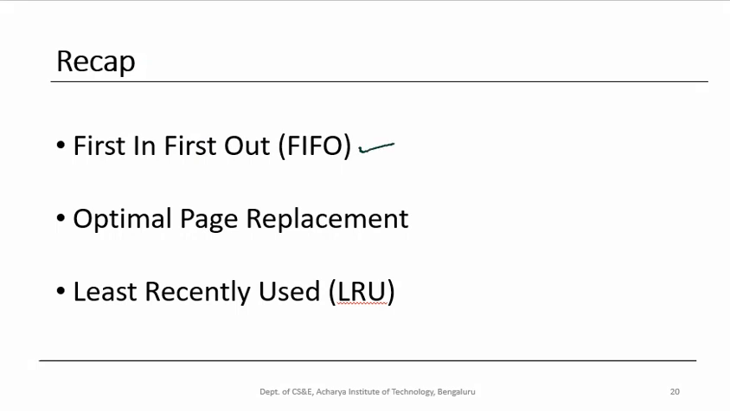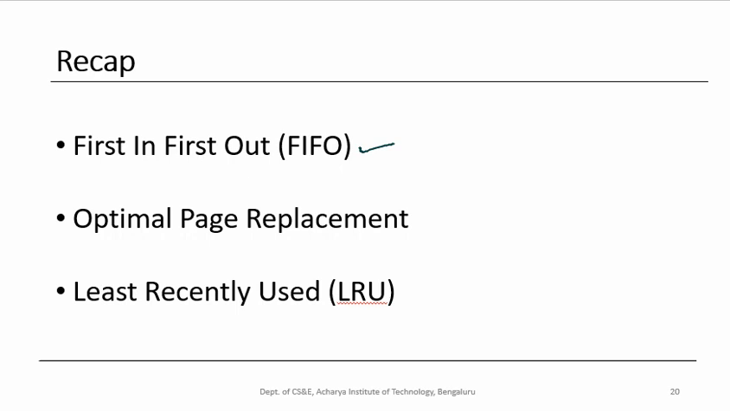First one was the first in, first out page replacement algorithm. In this case, the oldest page is selected as the victim, or the frame in which it is residing is selected as the victim frame. So how do we get this? We attach time of arrival to every page, and this helps us in finding out the page which is residing in the main memory for the longest duration of time.